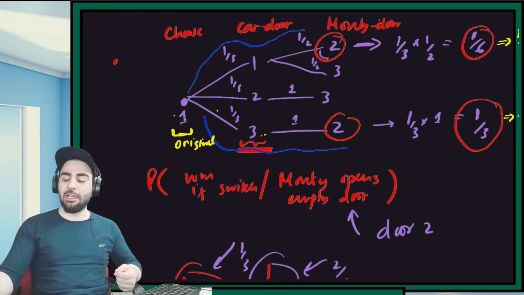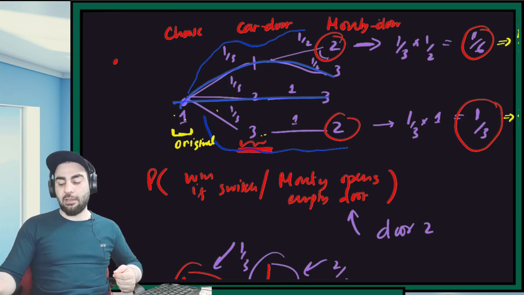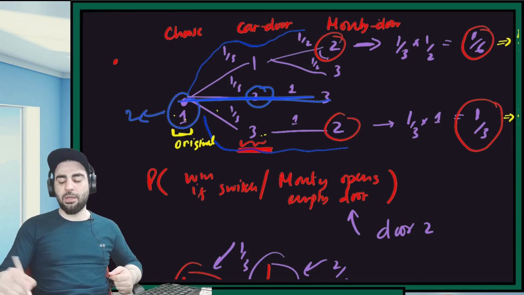The same treatment can be done for door 3 also. For door 3, you can have this path or this path. In this particular case, when door 3 was opened, if the car is in door 2, you will switch from 1 to 2 because 3 was opened.